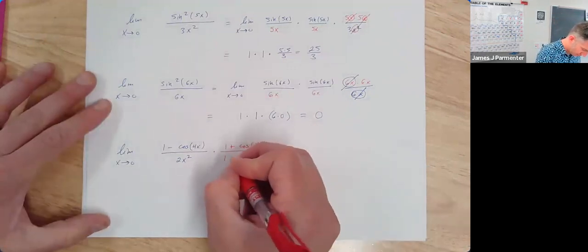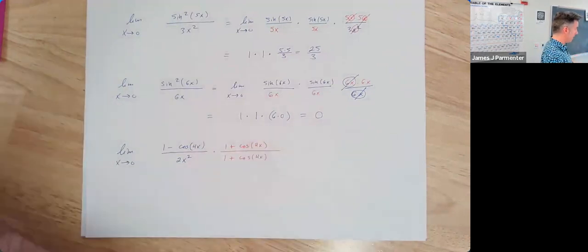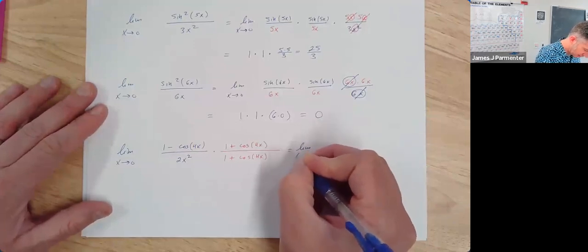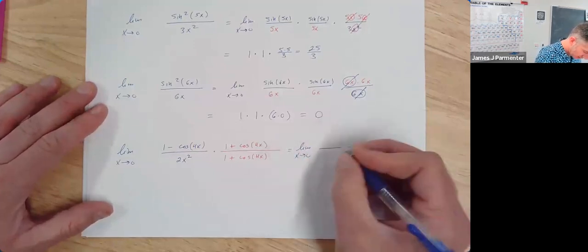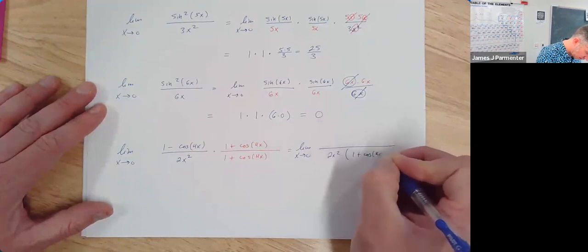And of course, if you do it on top, you have to do the same thing on the bottom. And just like with the square root conjugates that we were doing last class, you don't want to multiply out the things that aren't actually conjugates of each other. So we're just going to leave the denominator as 2x squared times 1 plus cosine 4x, and we're not going to simplify it or FOIL it. So write this as the limit as x goes to 0 of 2x squared times 1 plus cosine of 4x.